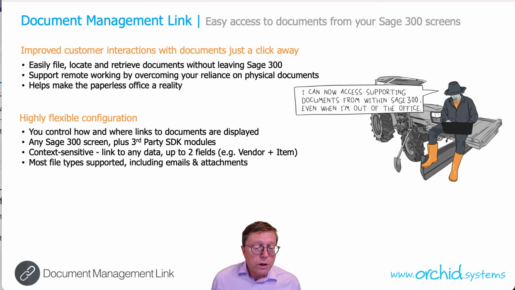Once again, highly flexible in terms of configuration, and you can control how and where the links to documents are displayed. You can do this with any Sage 300 screen and any third-party product that has been developed using the Sage 300 SDK. It's context sensitive, so you are linking documents to the data that you're looking at, and it supports most file types as well. So emails, attachments, spreadsheets, documents, PDFs, and the like.